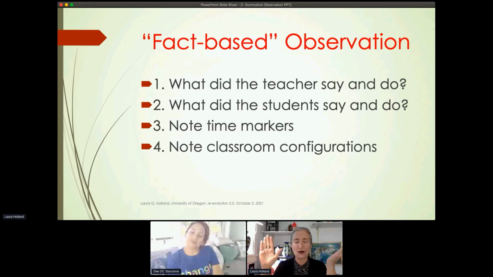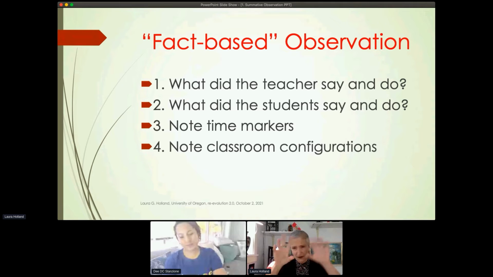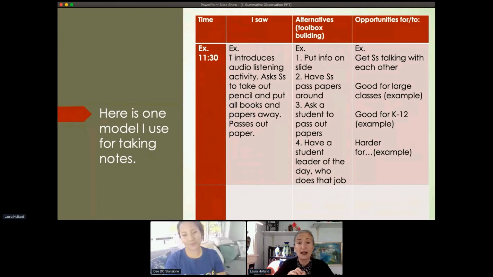And once I started doing it, I could not believe the huge changes that it invites and that it makes in the whole process. It changes the dynamic of the process. So what did the teacher say and do? What did the students say and do? Note the time markers and note maybe classroom configurations, like draw a little drawing of how the teacher has the room set up. So let's look through a couple of different models of that.